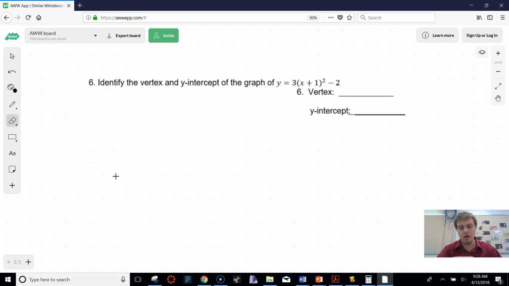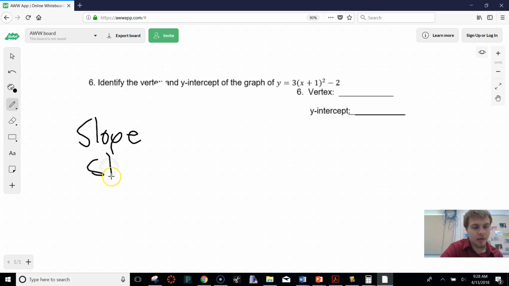Okay, so now we're on to page 2. And page 2 is going to start with this question. Identify the vertex and the y-intercept. So we know the vertex is our start point, because every single time we've looked for these quadratics, we looked for a slope and we looked for a start point. And so we don't really care about the slope right now. We care about this start point.